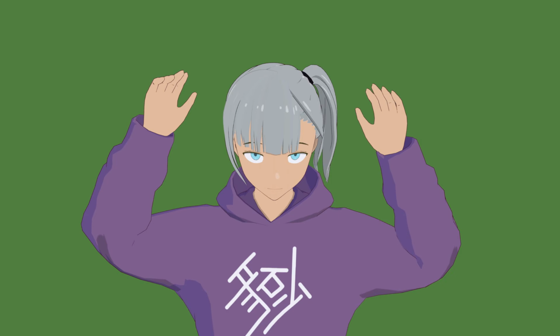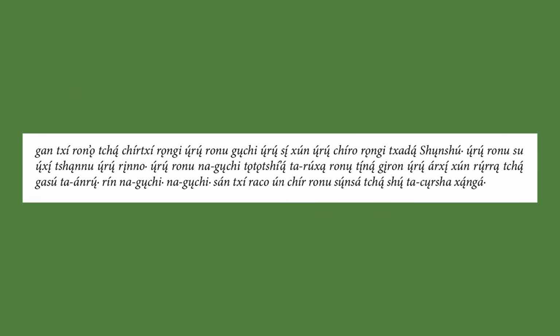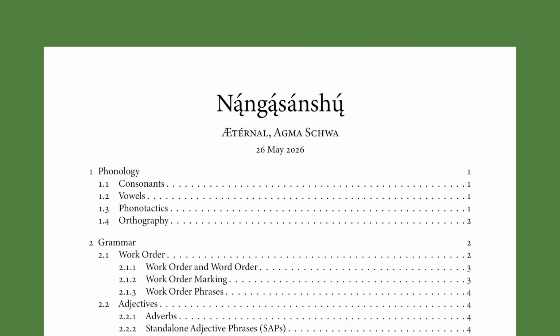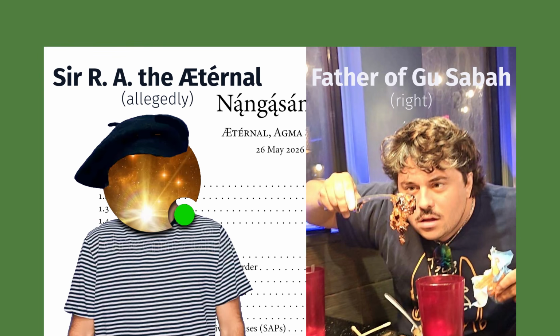Anyway, I'm quite fascinated by this letter, but the article I read didn't give any more information. However, I did find a document with a transliteration of the letter, so I thought, why not? Let's try to translate it ourselves. So I obtained a totally legal copy of the only grammar description of the Elvish language, written by linguist Sir R.A. the Eternal and the father of Gusabah, and got to work.